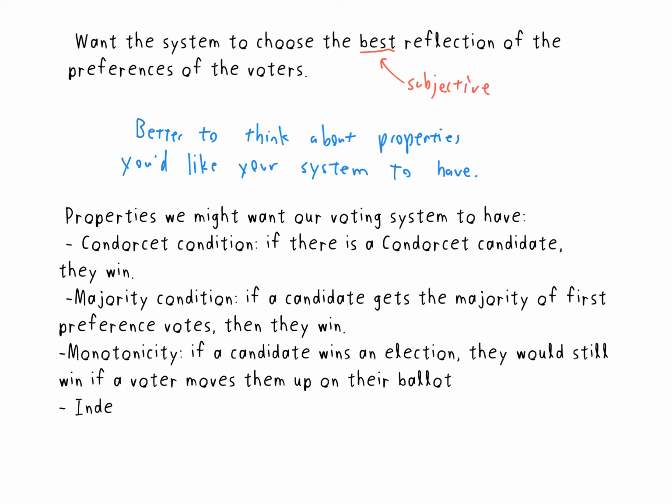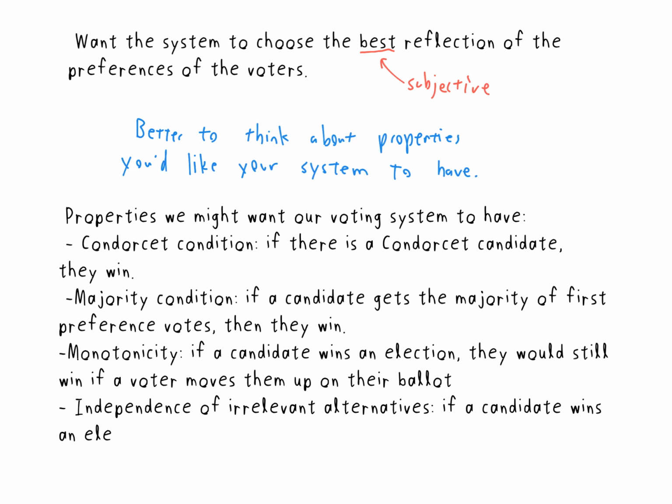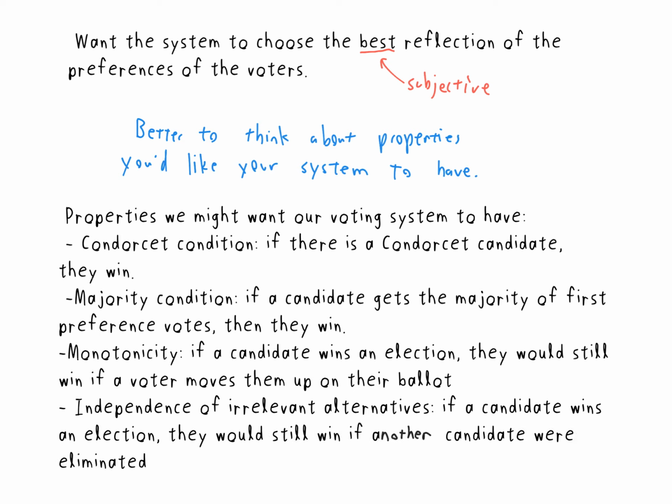The last property that we'll talk about is called independence of irrelevant alternatives. I'll sometimes abbreviate this as IIA. What this property says is that if a candidate wins a particular election, they still would have won if another candidate were eliminated. This property is meant to discourage both strategic voting and strategic candidacy.